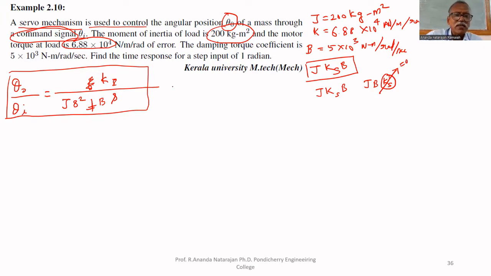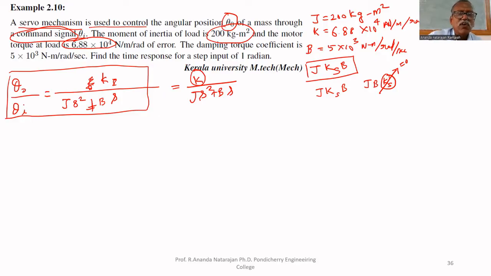Therefore, the mathematical model is K upon J, where K is static gain, K upon S square plus BS. So here K, J, B are given. Ks is 0, because the spring constant is 0 for a motor. So these 3 are given.